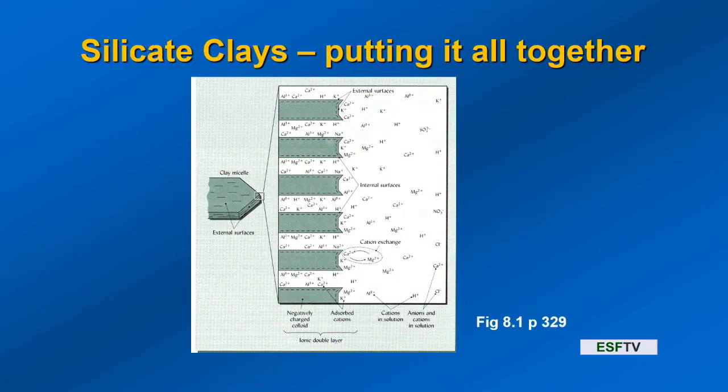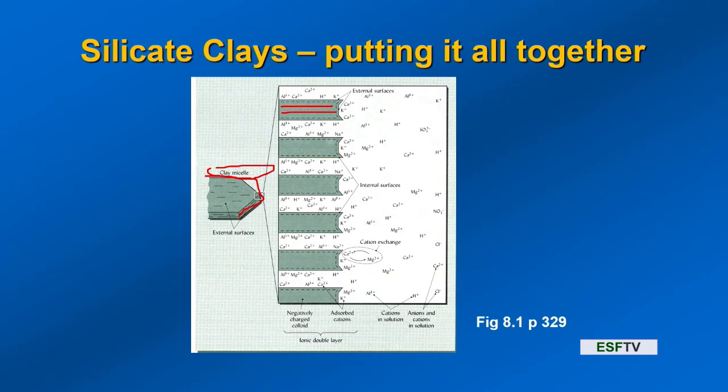So let's take those and put them into a clay micelle. One way to talk about a crystal, another word for crystal, is micelle. This is page 329 out of the text, figure 8.1. In small letters here, you can see this unit is a clay micelle, a crystal, and you see it is three-dimensional. Now we look at it in greater detail, and we see it has individual pieces, individual octahedral and tetrahedral sheets put together.